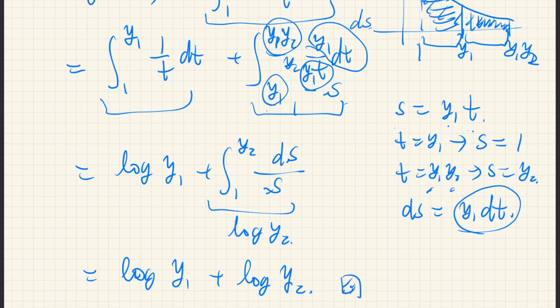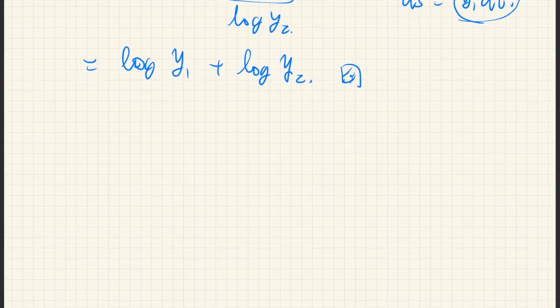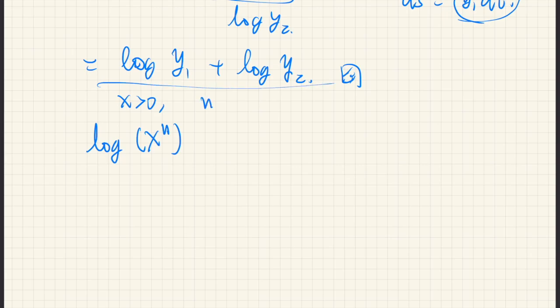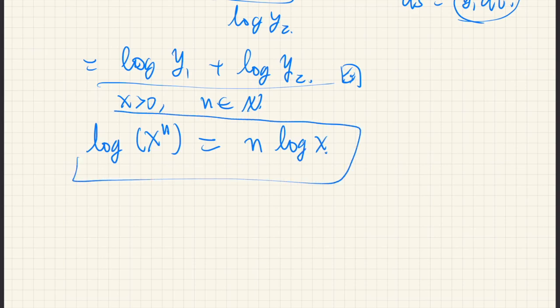Okay, as a corollary to this lemma, we have the following. Log of x to the power of n, where x is a positive real number and n is a natural number, is equal to n times log of x. You should try to prove this, for example, by using mathematical induction.